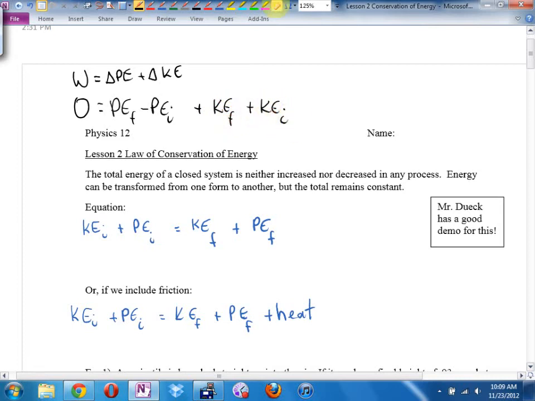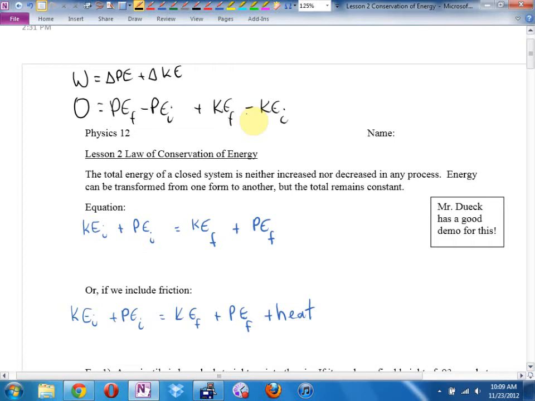Oh, not plus, Mr. Duick, minus. There we go. Can you see by writing that, Brian, if I plus both the initials over to the other side, I get this line right here because it's a zero there. I've jumped straight to this.